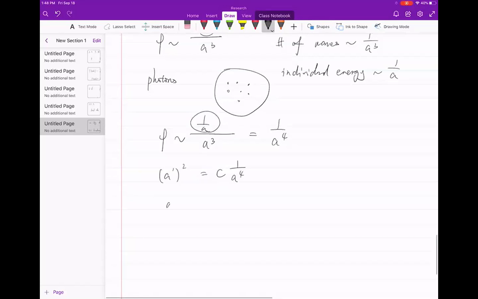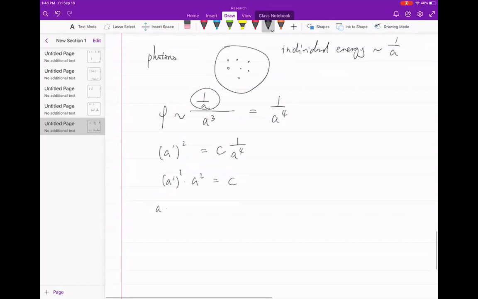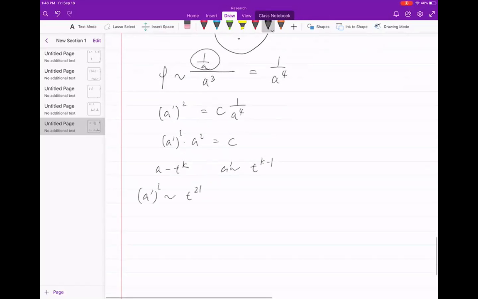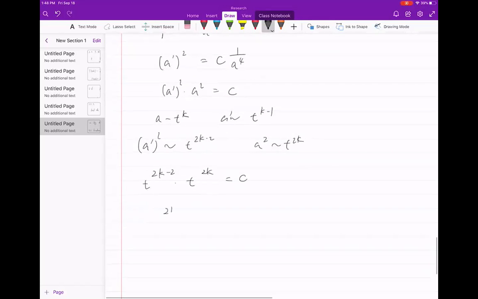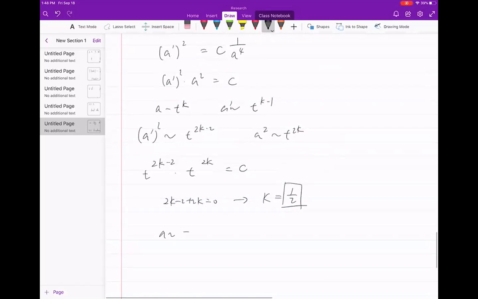You solve it again. You got a prime square times a square equals a constant. a still is t^k. a prime is still t^(k-1). The a prime square is going to give you t^(2k-2). a square gives you t^(2k). You want t^(2k-2) times t^(2k) to equal the constant. Your 2k minus 2 plus 2k has to be 0. This implies k equals 1/2. Therefore, a is t to the 1/2 for this case. Sounds good?